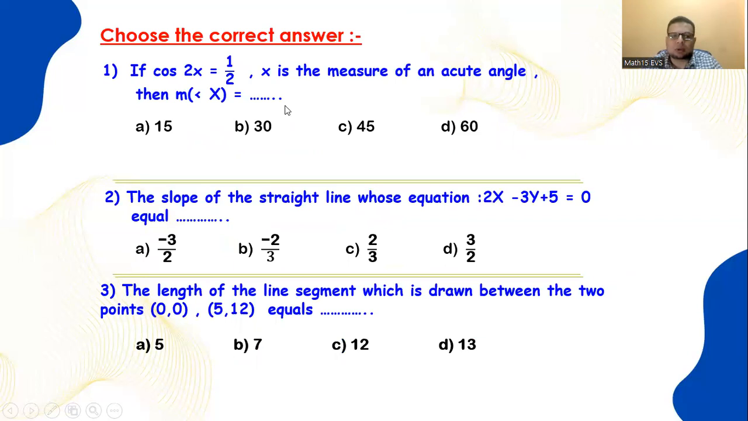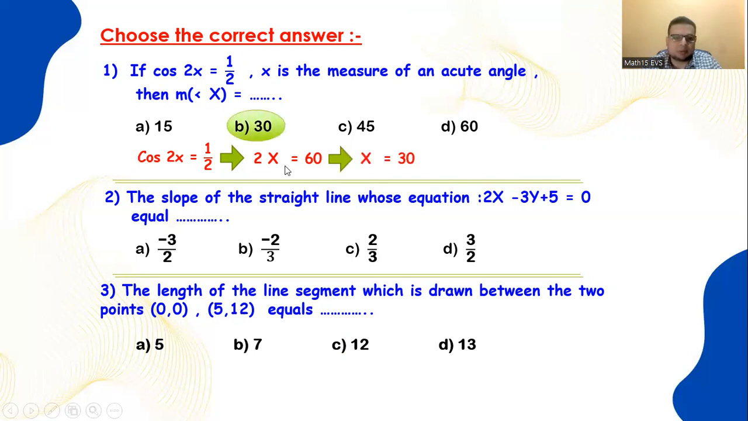Question C, number 1. If cosine 2x equals half, and x is the measure of an acute angle, then measure angle x equals what? You can use shift cosine half. You will get the value of 2x, not x. Then when you get 2x, you divide by 2 to get x only. So 2x equals 60, then x equals 60 divided by 2, which is 30.